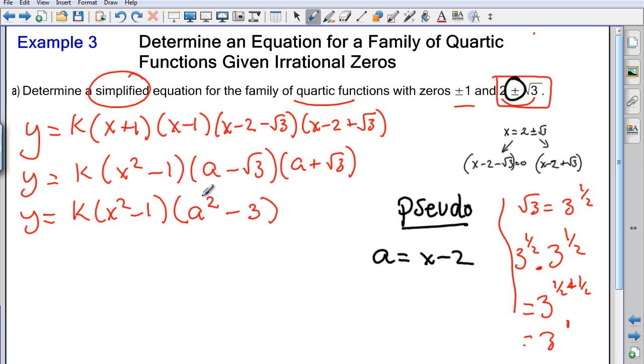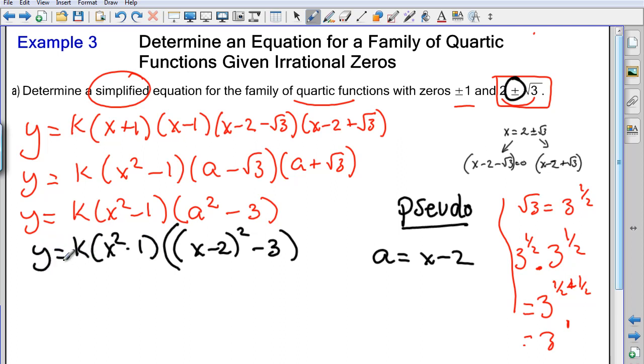Now we've introduced this a, so we also want to get rid of that a eventually. So we are now at the point where we're going to replace a with the x minus 2. I'm going to do this in black to show. So a has become x minus 2. This squared is this squared here. Subtract 3. And the remaining x squared minus 1 is still there with that k value out in front.